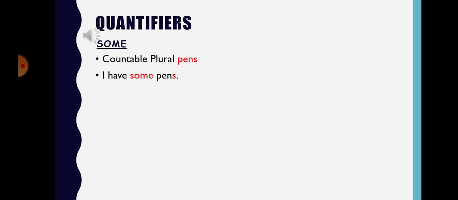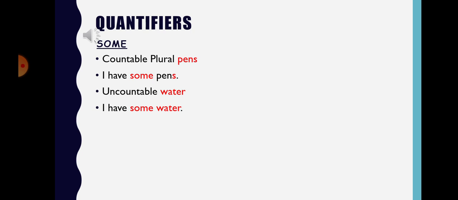Okay, let's go back to the quantifiers. We have 4 quantifiers to talk about today. The first two are some and any. Let's start with some. Some, we use it for both countable and uncountable. But if we are talking about countable, we need to make it plural. So I have to make it plural if it is countable. But if it is uncountable, uncountable is not plural anyway, so I'm going to use it as it is.